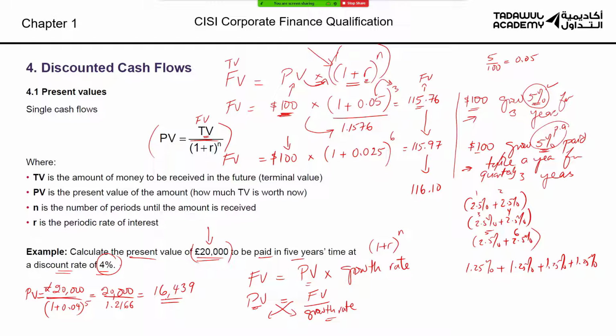So if I invest $16,000 today and it grows by 4% every year, in 5 years' time, it's going to become 20,000. Or, in another way, if I am going to receive $20,000, think of it in a different way.